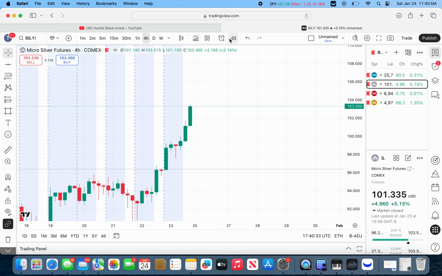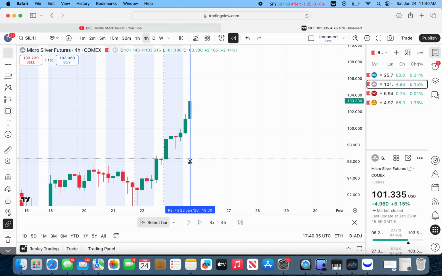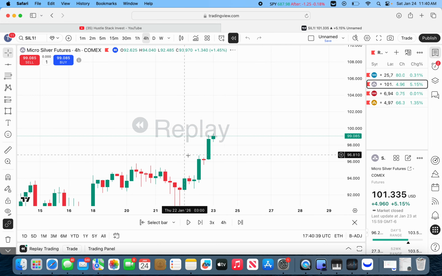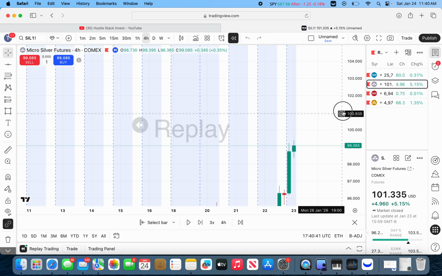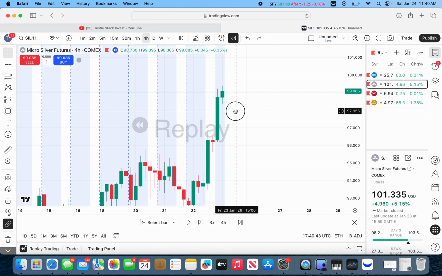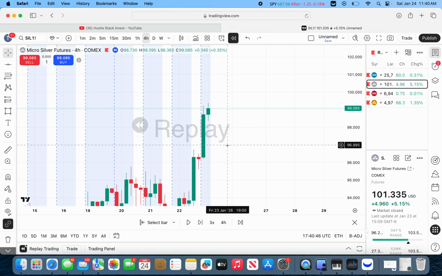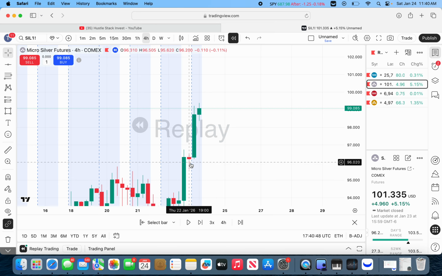And if we just go back in, let's see, start new. Here's back where that fair value gap starts, right here. Fair value gap right here. One candle, two candle, three candle.